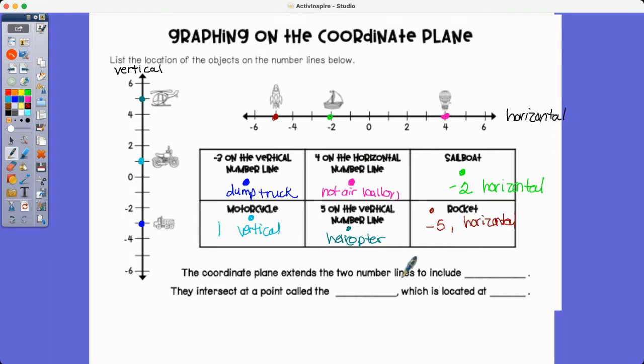The coordinate plane extends two number lines that include integers. Remember that integers are both negative and positive numbers that are whole. They intersect at the point called the origin, which is located at 0, 0.